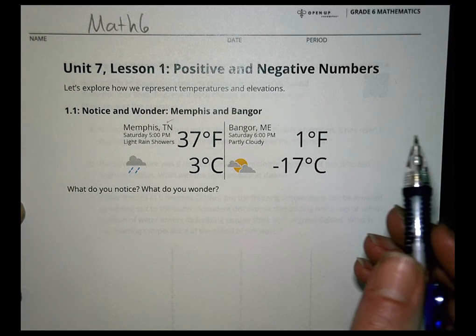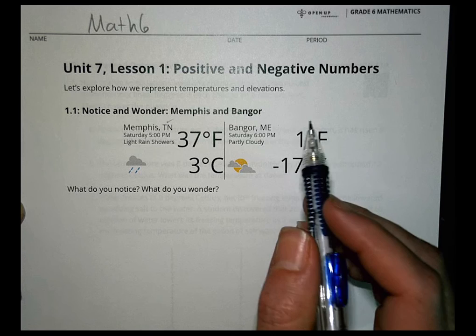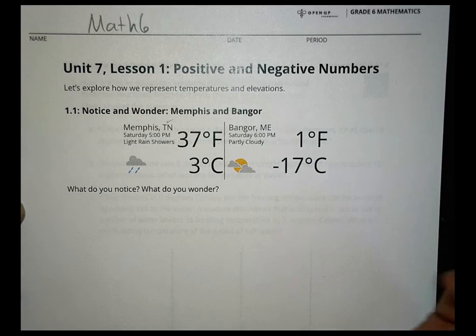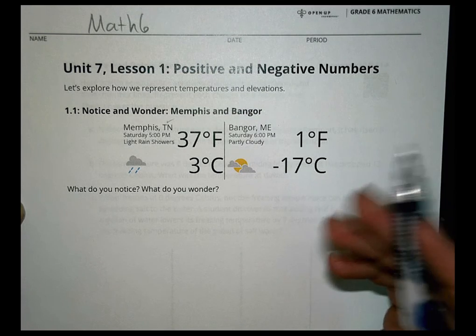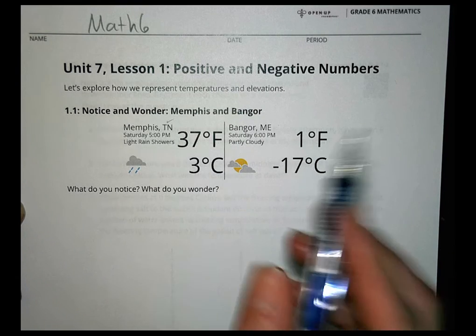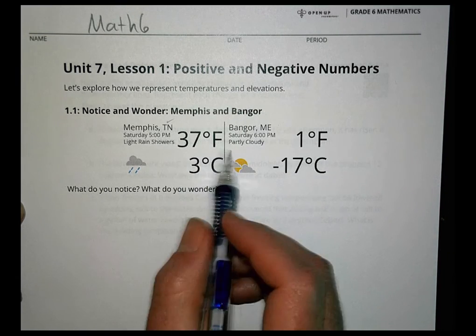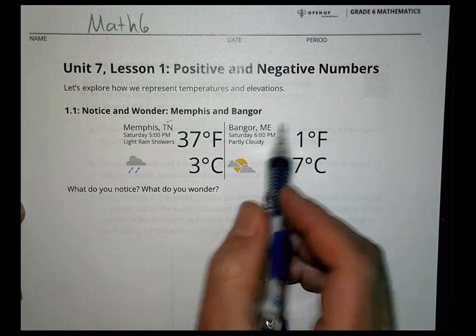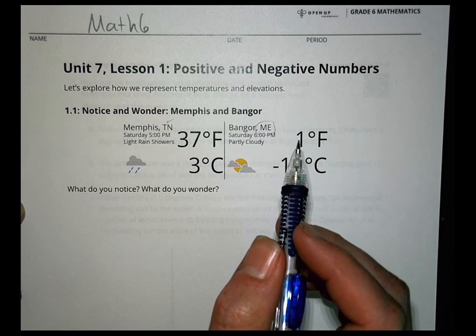I'm not sure what ME stands for. Sorry, I should have looked that up ahead of time, right? Maybe that's Maryland? I'm not really sure. I don't think so. Anyways, so here's our weather. We have some things to notice and wonder. I kind of wonder what ME stands for. Oh, maybe it's Maine, actually.